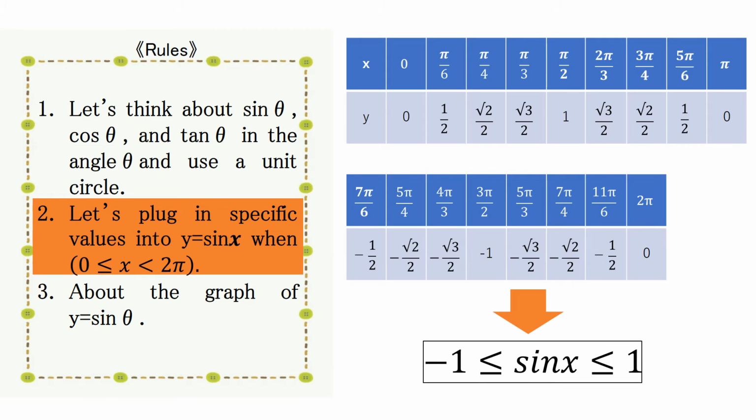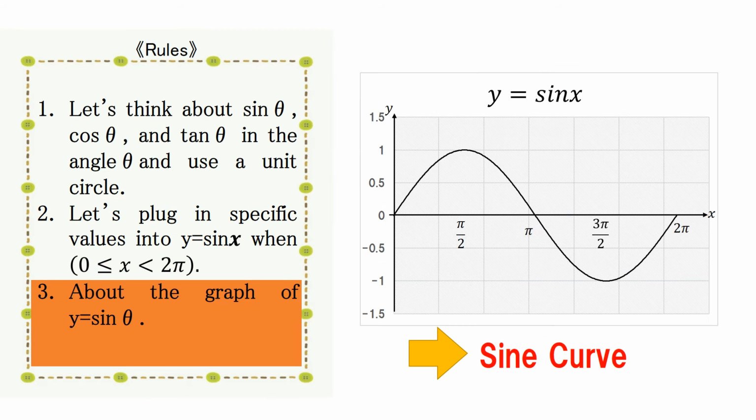Now let's check y equals sine x with specific values. By plugging in specific values for when x is greater than or equal to 0 and less than or equal to 2π, we know the max is 1 and the min is -1. Which means the range of y equals sine x is greater than or equal to -1 and less than or equal to 1. Let's draw a graph based on the values in the table. The graph of y equals sine x will be a curved graph like the one shown in the figure. A graph with such a shape is called a sine curve.